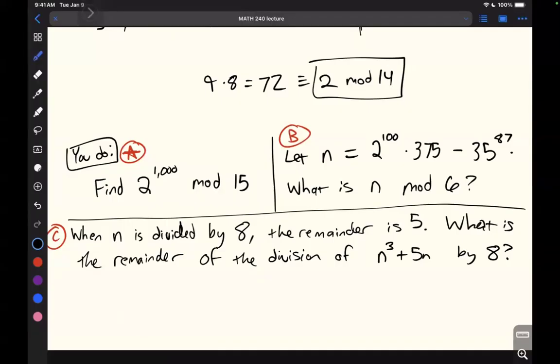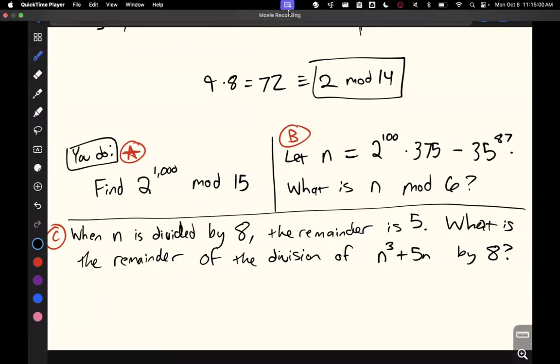these problems. So A is find 2 to the 1000 mod 15. Don't multiply out 2 to the 1000. B is we've got 3 numbers that we multiply and subtract. And what's that mod 6. And then C is we've got N is 5 mod 8. And so I have this equation and I want to figure out what is that equation mod 8. Any immediate questions before we get started? All right, go for it. Get in your groups. I will come around and distribute markers.